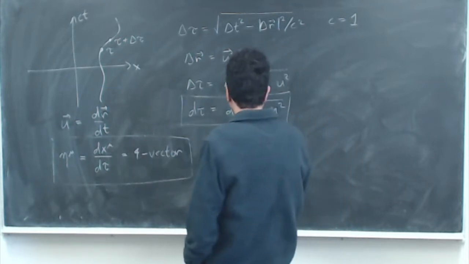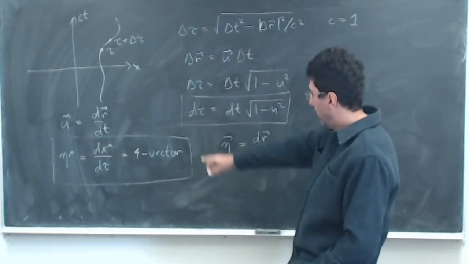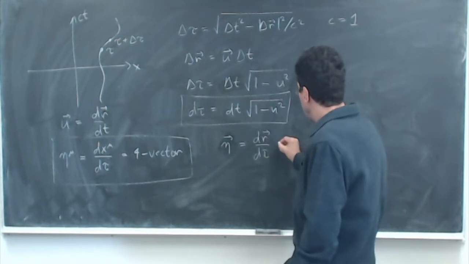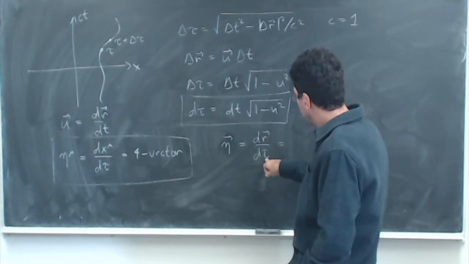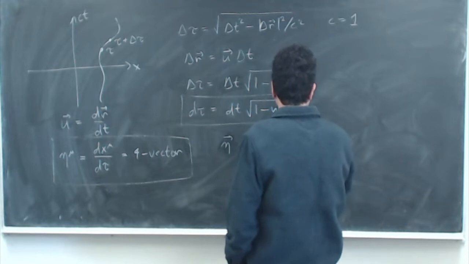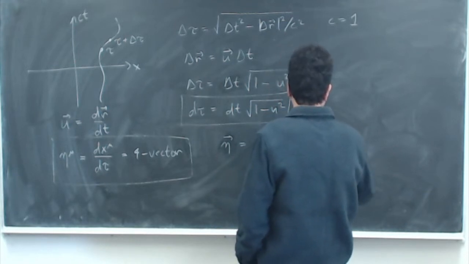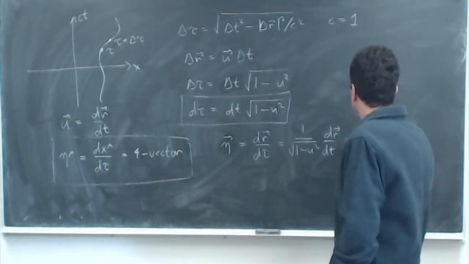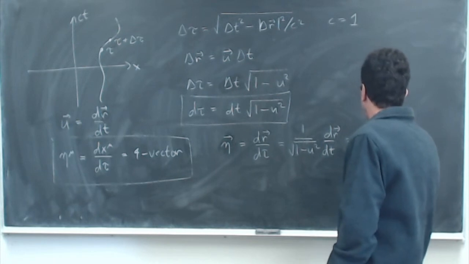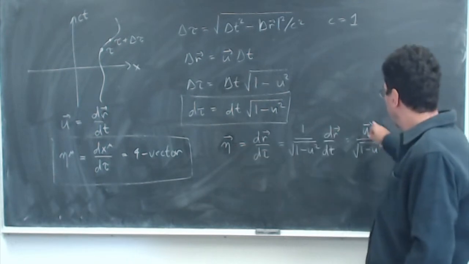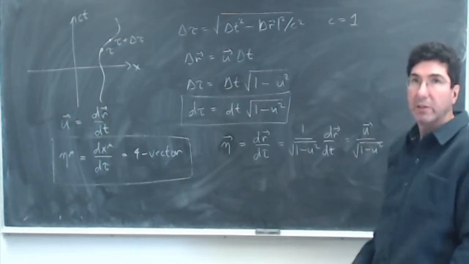Well, we see that that's just equal to dr d tau, because the spatial components of x mu are just the position vector. And d tau we can relate to dt by this formula right here. So this is 1 over square root 1 minus u squared d by dt of r. And that in turn is just u over square root 1 minus u squared. So we see that the spatial components of eta are proportional to the velocity, but there's this normalization factor.